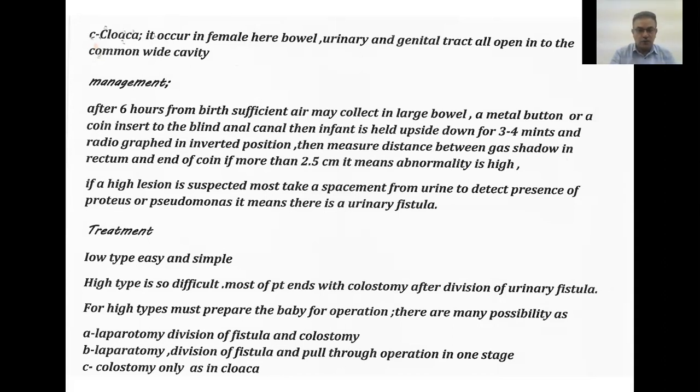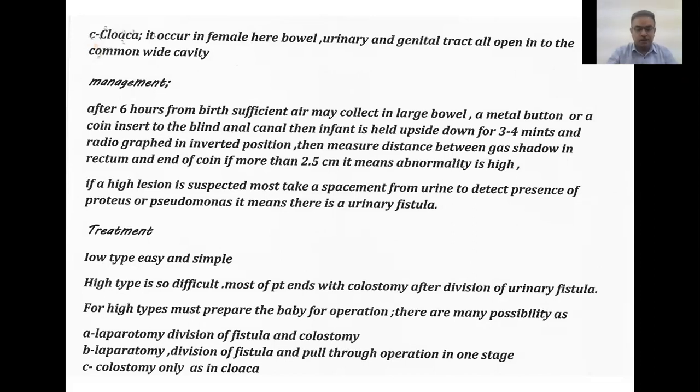If it is more than 2.5 centimeters, it means the abnormality is high. So the newborn baby is held head down, with a metal coin placed above the level of the anus and anal canal, and an X-ray is taken. If the distance between the coin and the gas is more than 2.5 centimeters, it is a high abnormality.